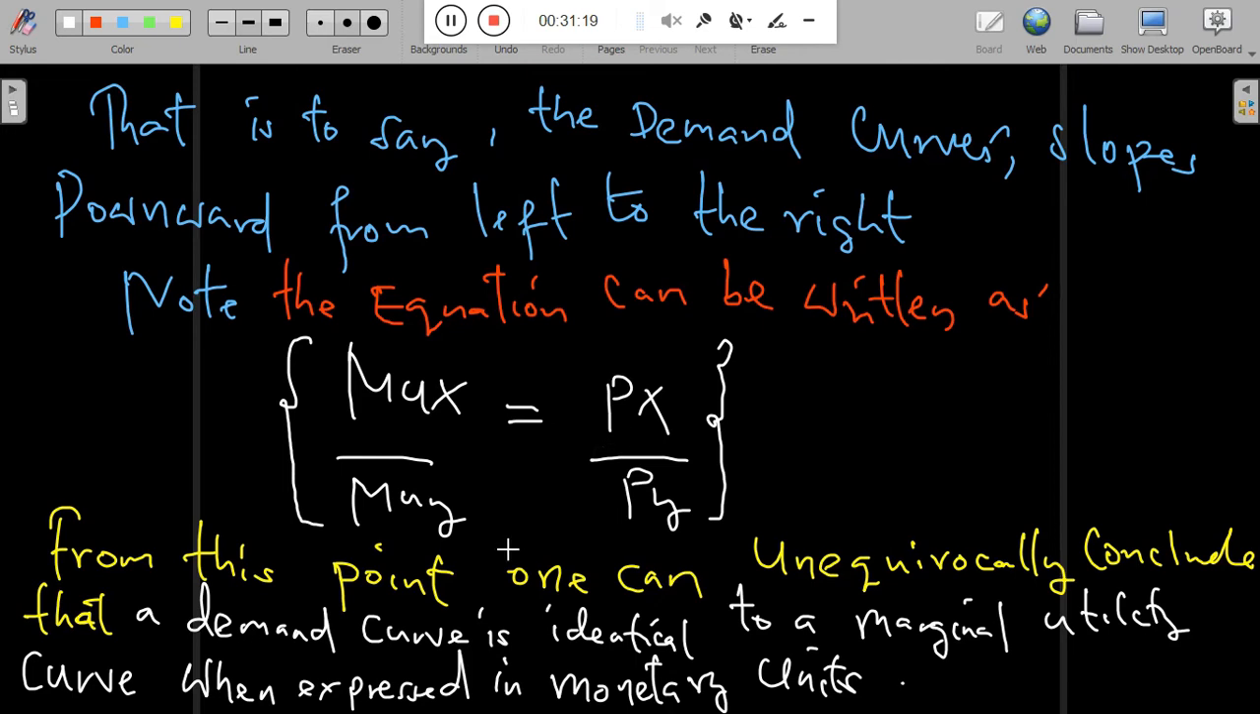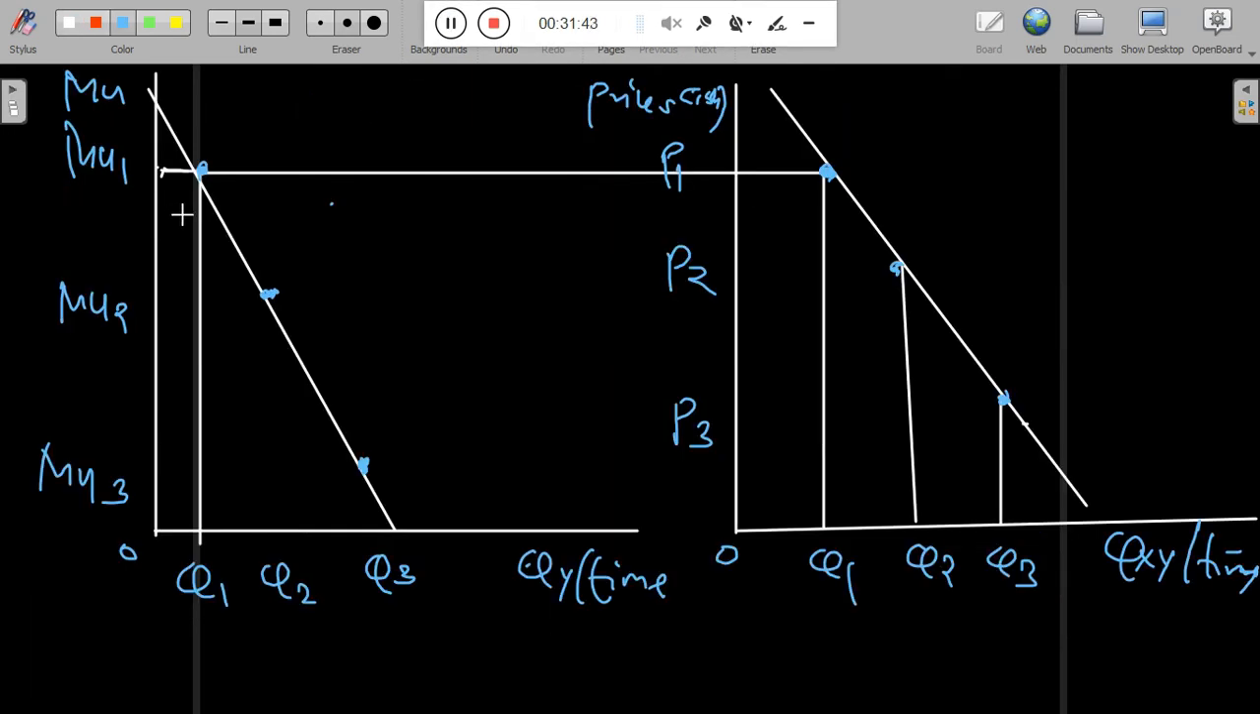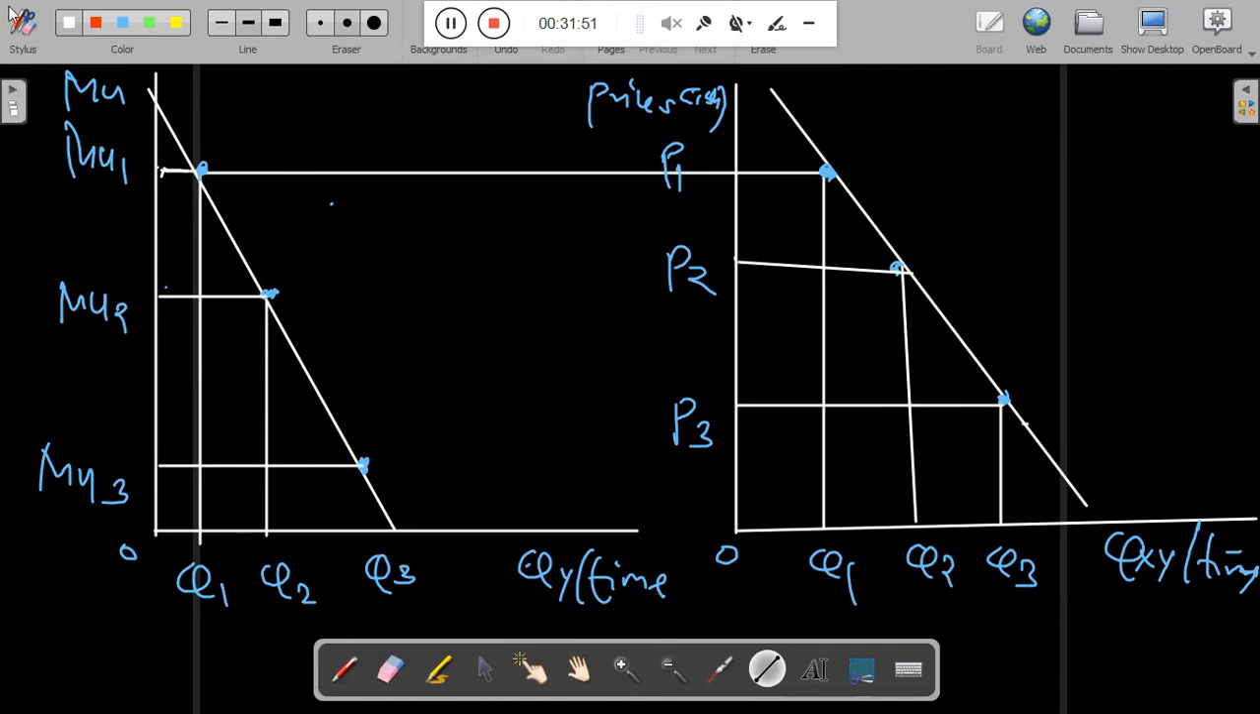So we note the equation can be written as marginal utility of X over marginal utility of Y is equal to price of X over price of Y. From this point, one can equivalently conclude that the demand curve is identical to a marginal utility curve when expressed in monetary units. So as you can observe, we have derived the demand curve from the marginal utility.